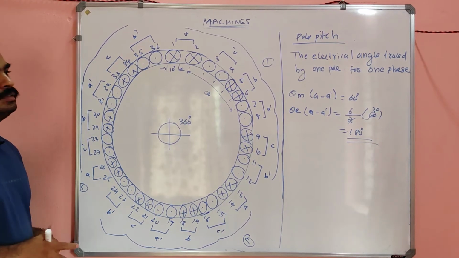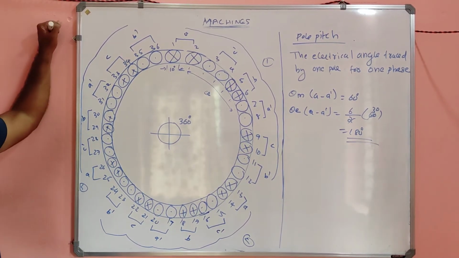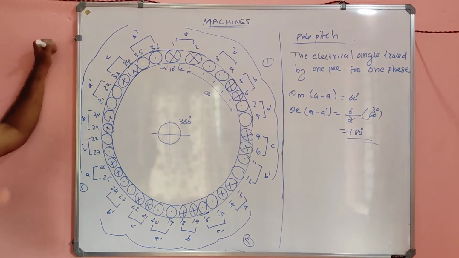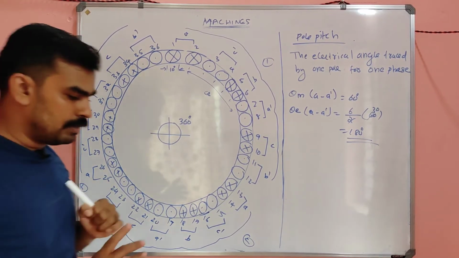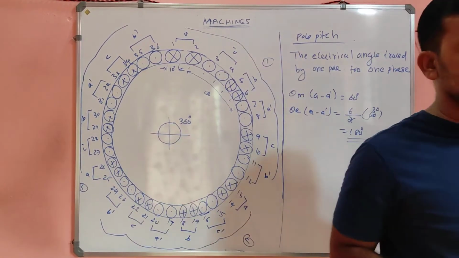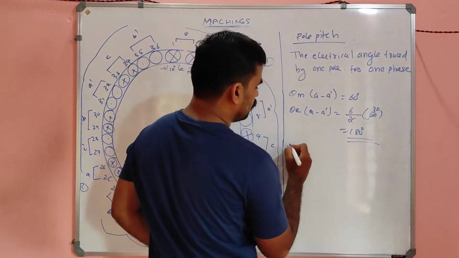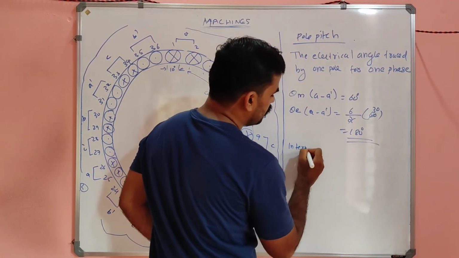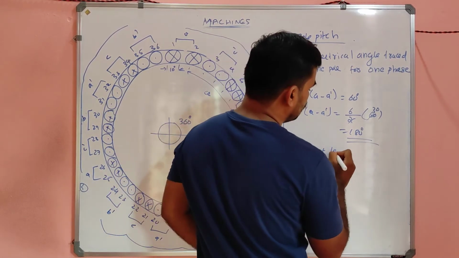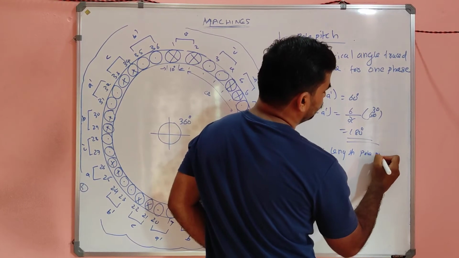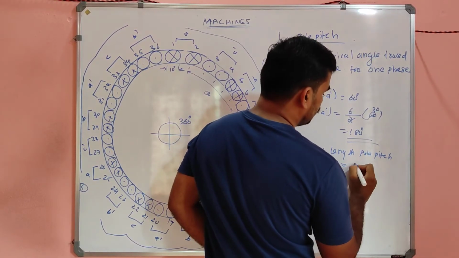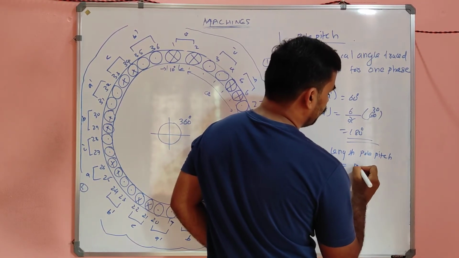Okay. Is it clear, my dear? So 180 degree here is the pole pitch. So I will tell you a trick. There is an equation also in terms of length. Pole pitch is equal to pi d by p.